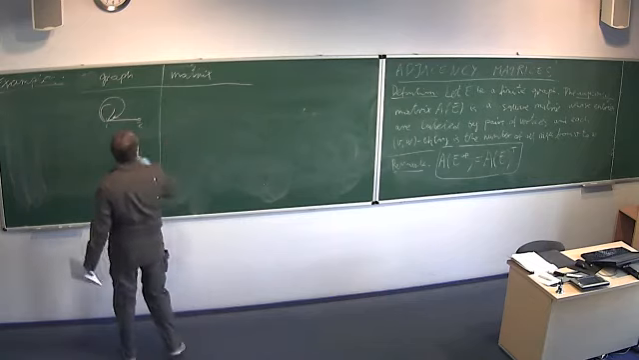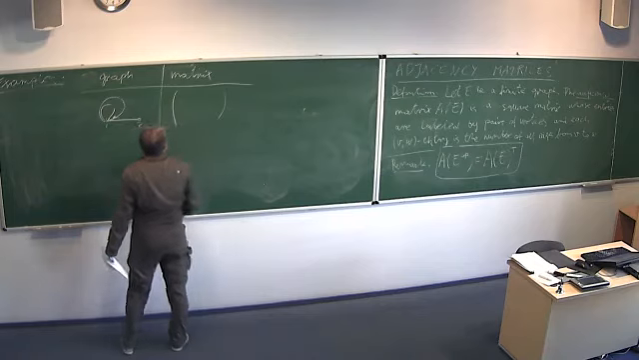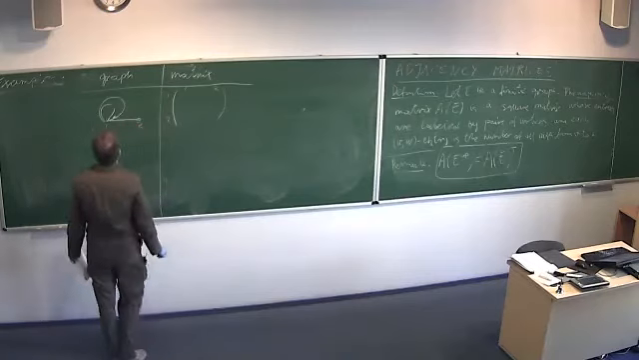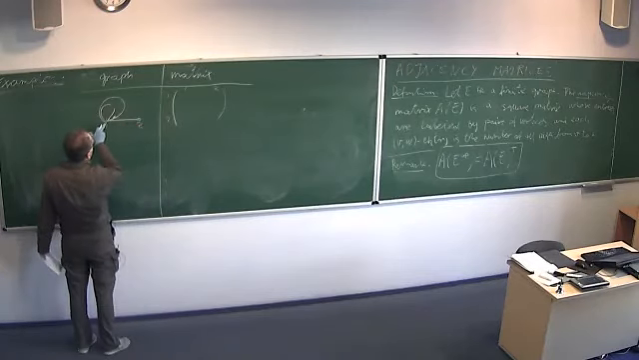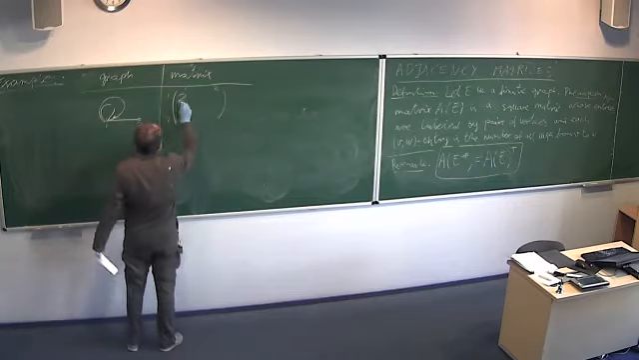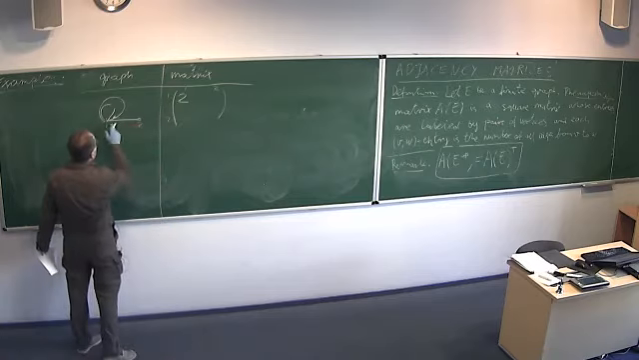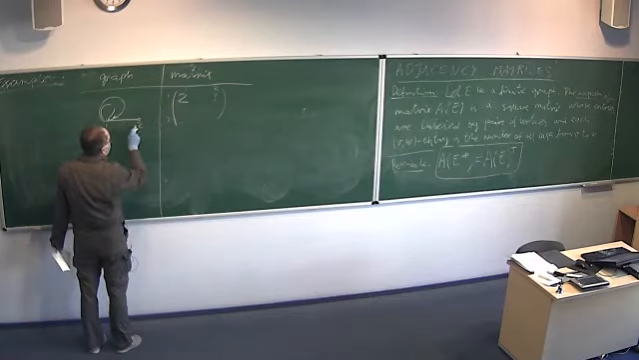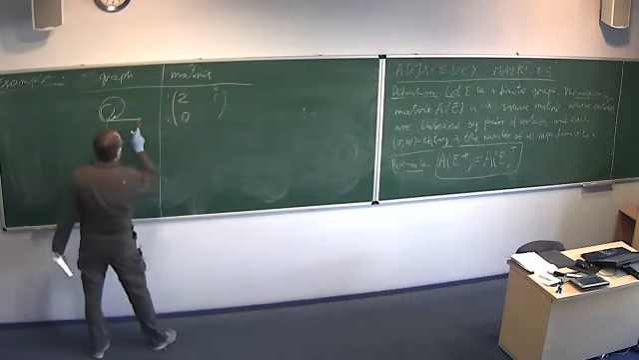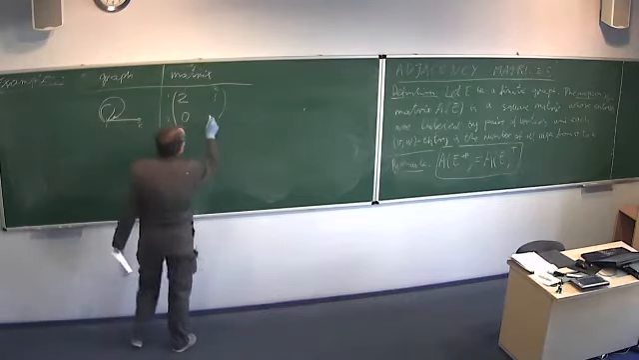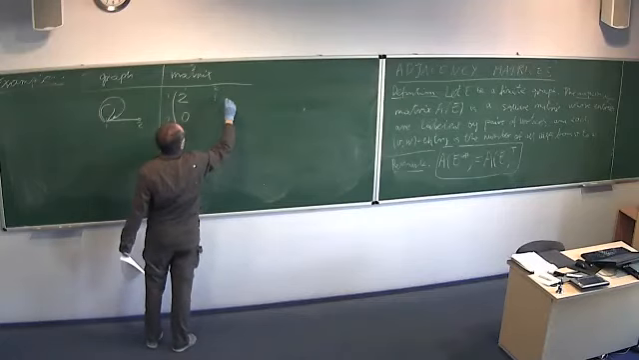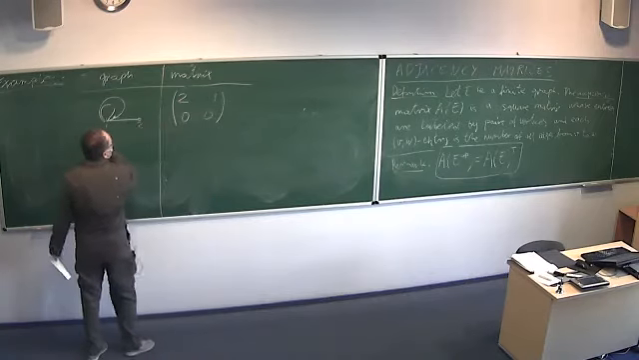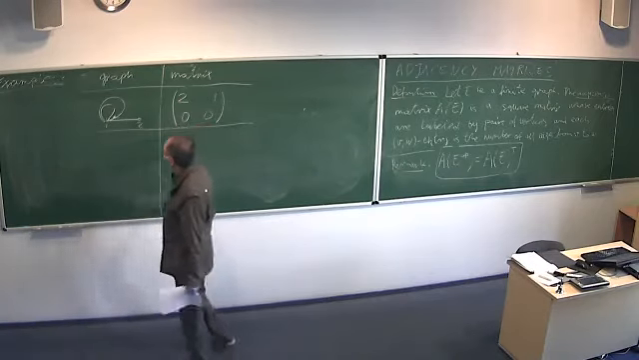Okay, so this is a 2 by 2 matrix. And here it's 1, 2, 1, 2. And I have two edges from 1 to 1. I have one edge from 1 to 2. I have 0 edges from 2 to 2. And I have 0 edges from 2 to 1. Okay, so this is the adjacency matrix for this graph.